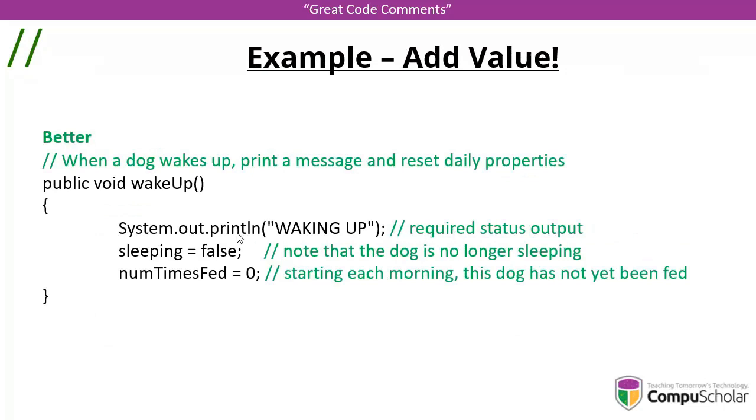The reason that we're printing out this message to the screen is that it's required status output. The reason that we're setting this flag to false is to note that the dog is no longer sleeping. And based on our system requirements, every time the dog wakes up, we're going to assume the dog's not been fed. So that's why we're setting the number of times fed equal to 0. So these kinds of comments give you a little bit more context and feel for what's actually going on, as opposed to just repeating what the code is already telling you.